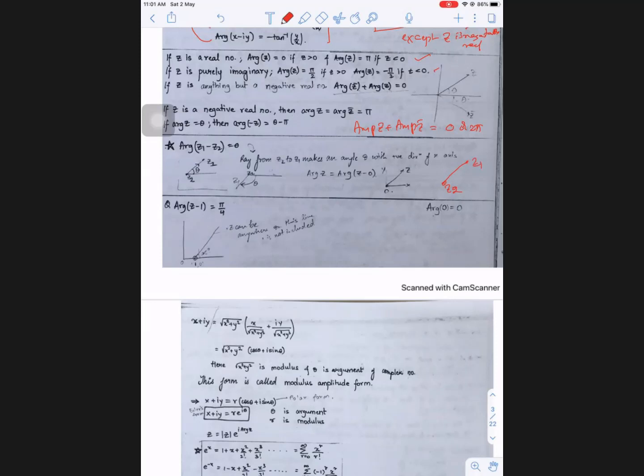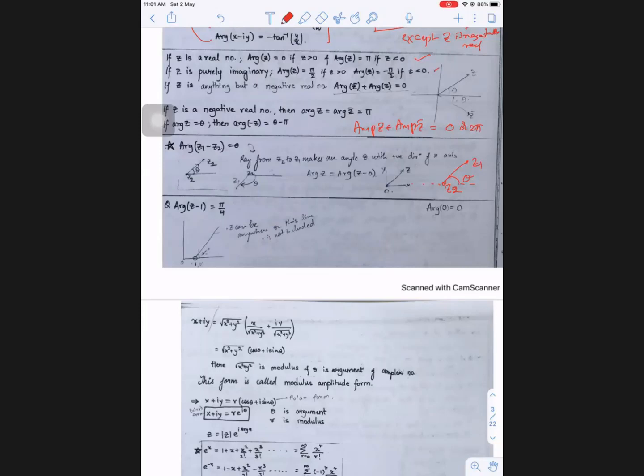And how much angle it makes with the x-axis, the positive x-axis, that is theta. So argument of z1 minus z2 equal to theta means that the ray from z2 to z1 makes angle theta with the horizontal line on the positive side of the x-axis. Okay.